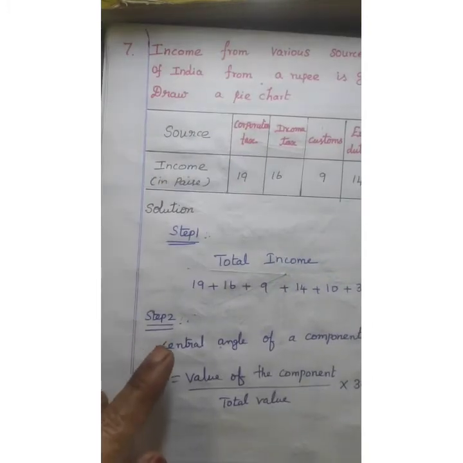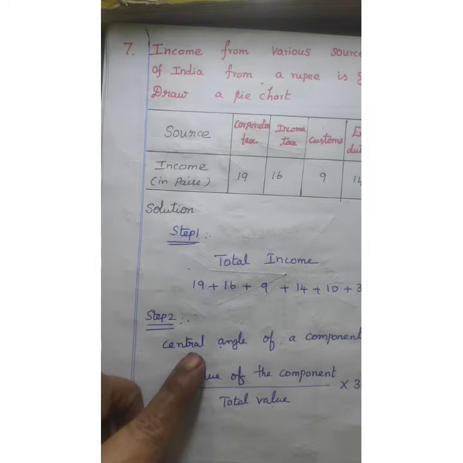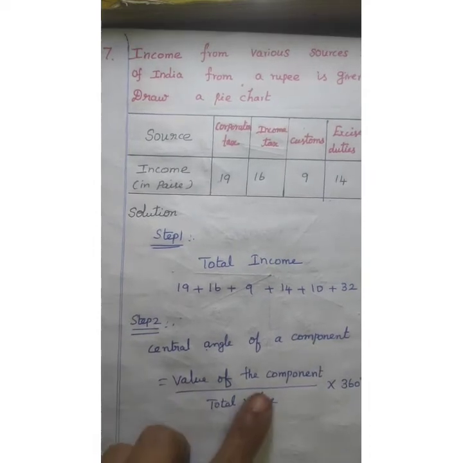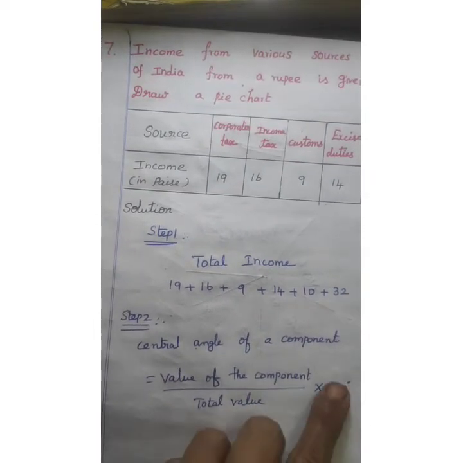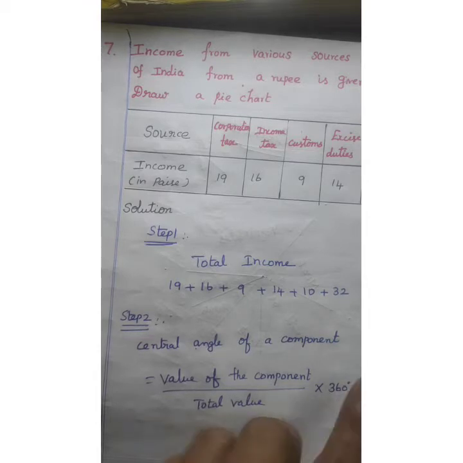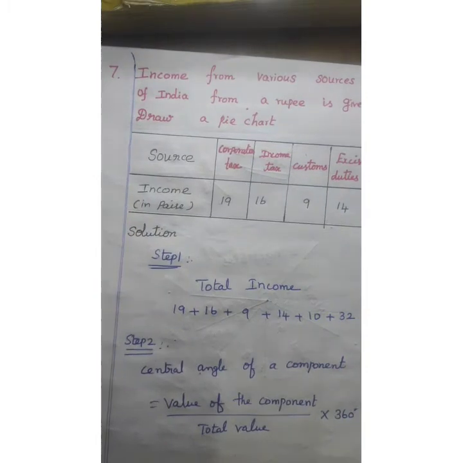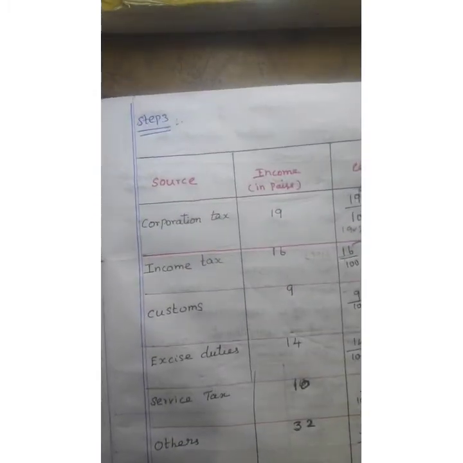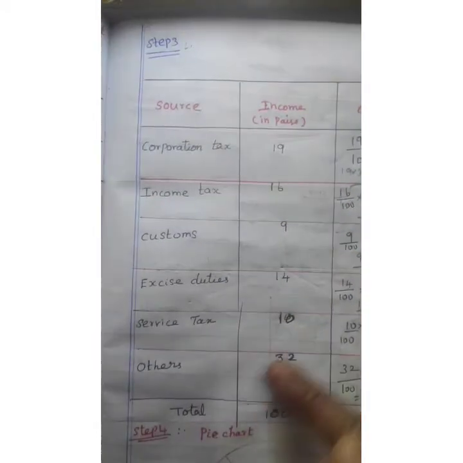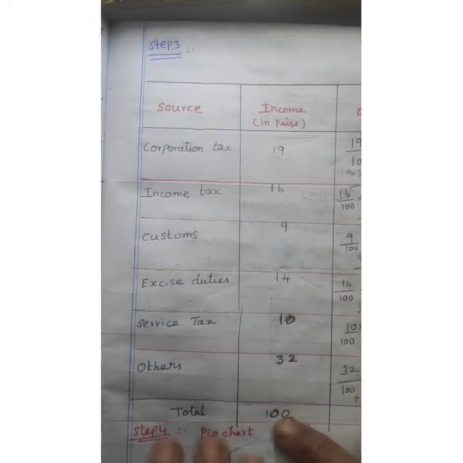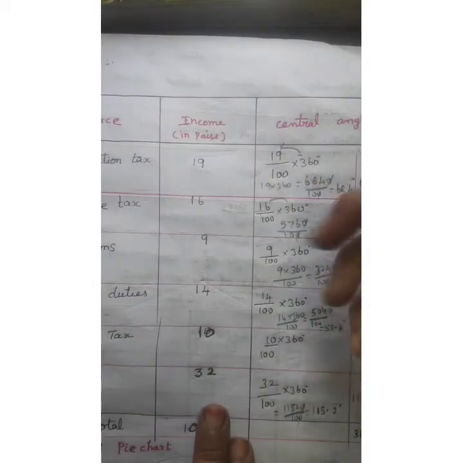That is the first step. Second step, write the formula: central angle of a component equals the value of the component divided by the total value, into 360 degrees. Third step, prepare the columns. First, source and income in paise. Next, write the central angle. Whatever sources are given, write them there; the income values are also given, so write them. Next, write the total. Add all the numbers and the answer is 100. The first work is complete.